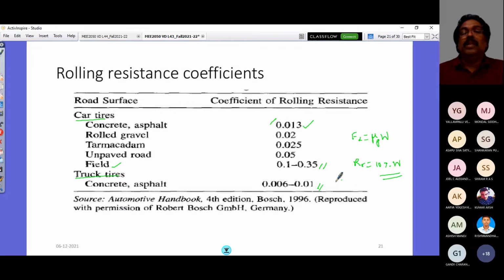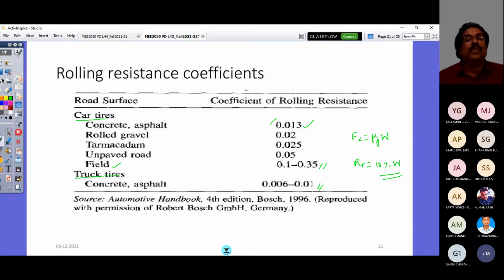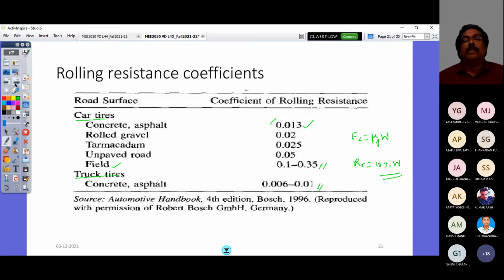So these are the values just given, and you need to have this idea of what this rolling resistance coefficient is and how much, compared to the expected tractive or braking force, the rolling resistance does contribute. Understand.